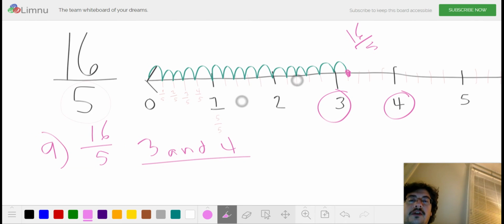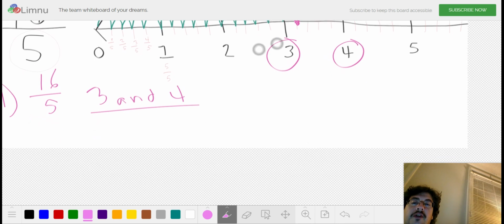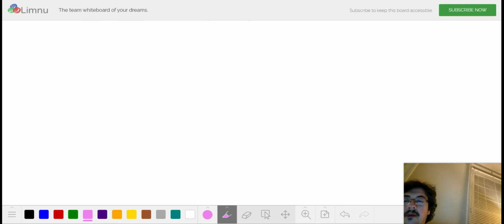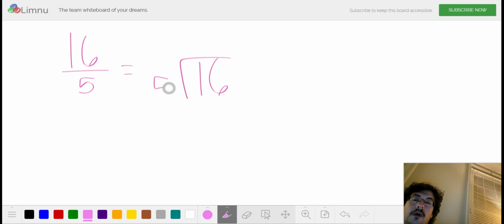Now, another way that you could figure out that 16/5 is in between 3 and 4 is you could remember that 16/5 is just a division problem. It's 16 divided by 5. And you can solve that problem. 5 goes into 16 three times, and 3 times 5 is 15. I really want to say 15 a lot in this video.